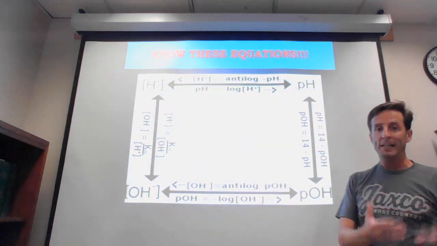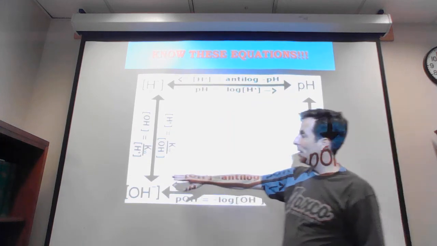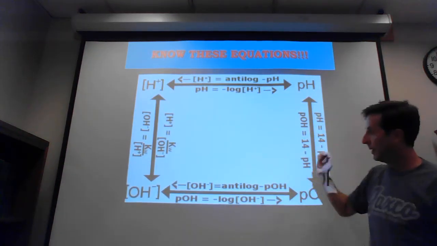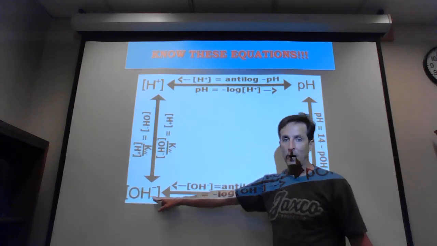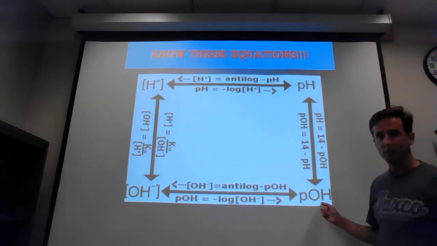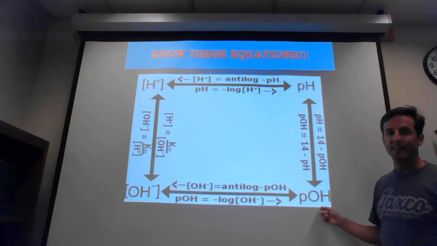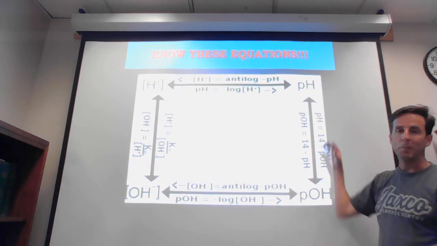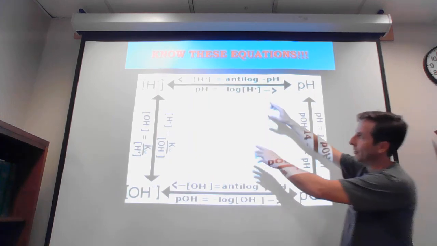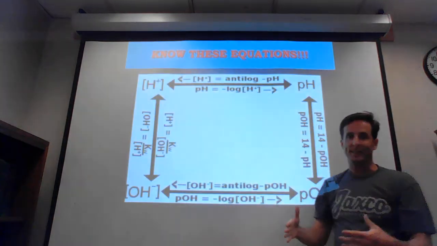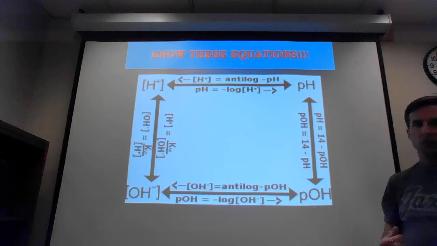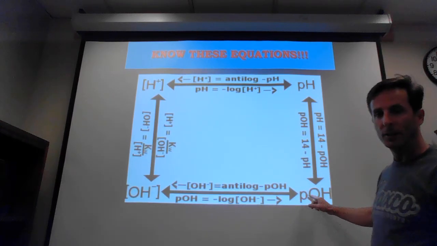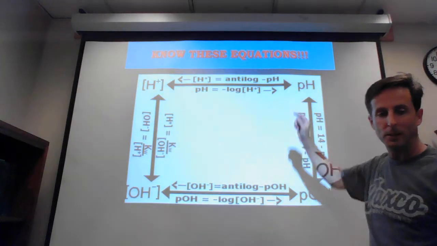Now, the easiest way to get from here to here actually is to go across and up, because if I do the negative log of the hydroxide, that gives me the pOH. And then I just have to do 14 minus the pOH to get the pH. That's a much simpler calculation than the 2 that are over there, so that's the preferred method. So that's what we're going to do. We're going to do the negative log of the hydroxide to get the pOH, and then do 14 minus that to get the pH.